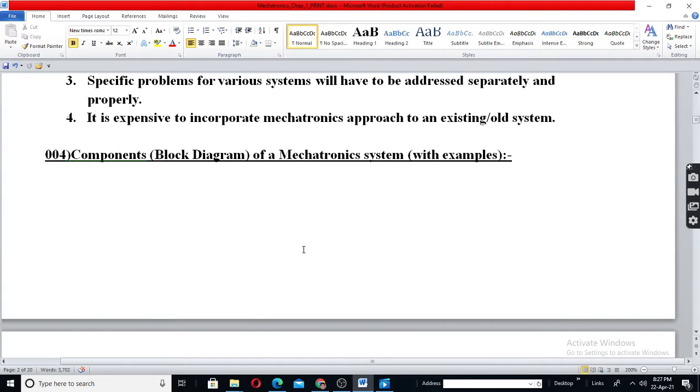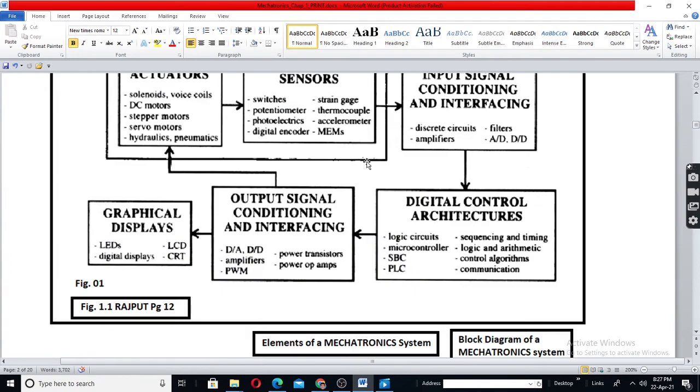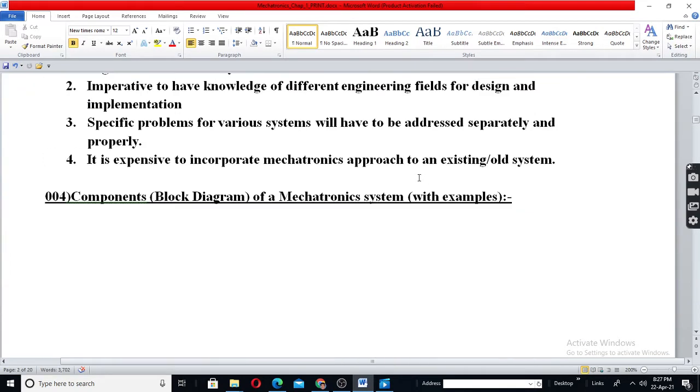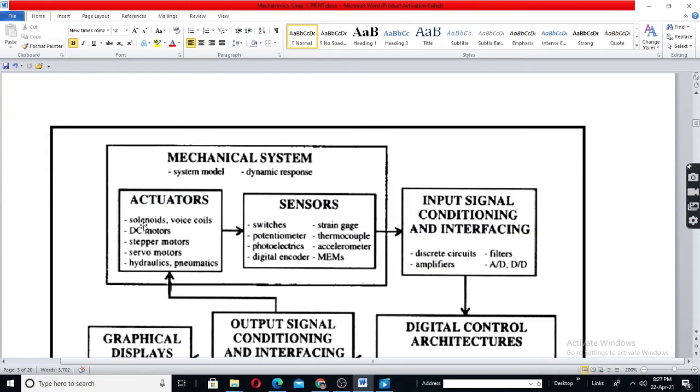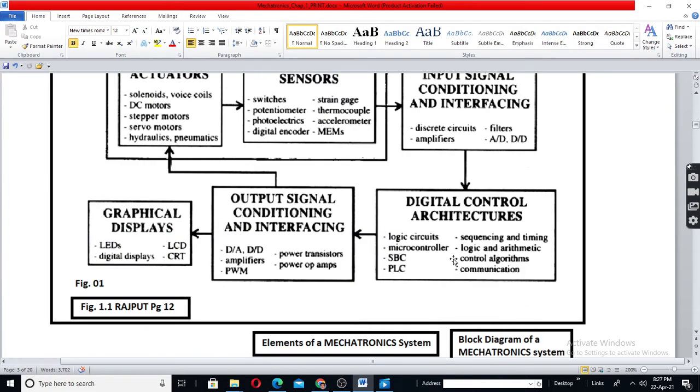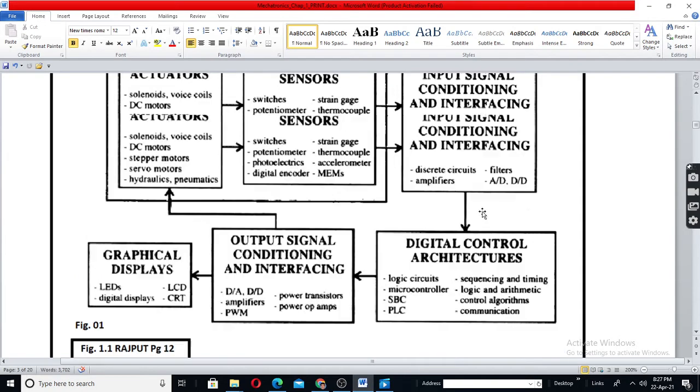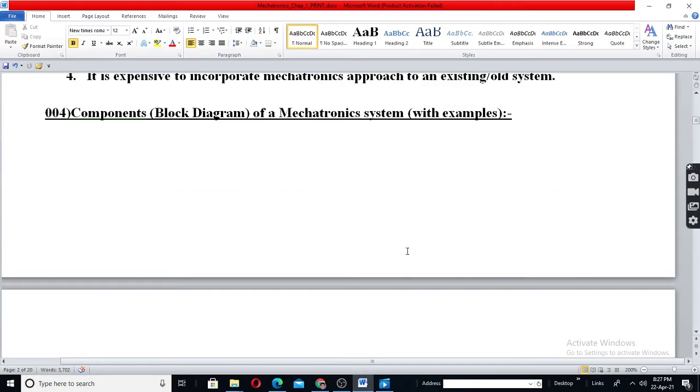Class 122, or class 2 of mechatronics. Block diagram or components of a mechatronic system with examples. Examples are also mentioned in the block. In examination, if lesser marks are asked, you need not write the examples.